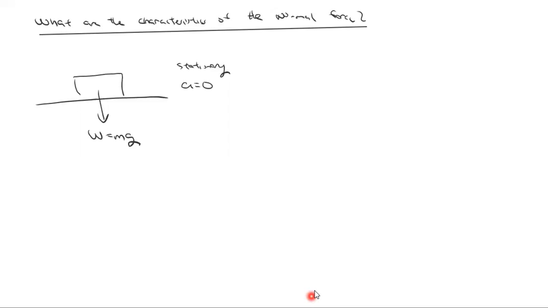And the reason that it doesn't move is because there's going to be a normal force upward. Yes. So what is this normal force? Well, this normal force represents the force of the table on the book.